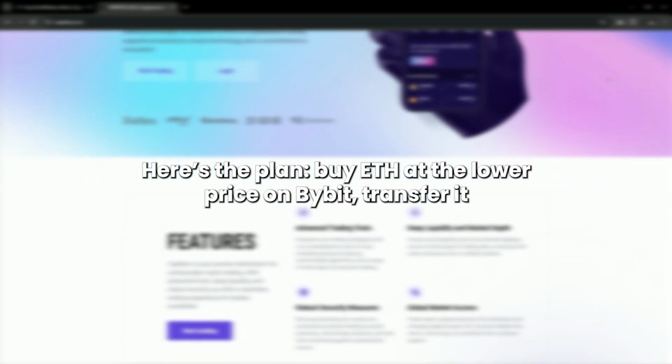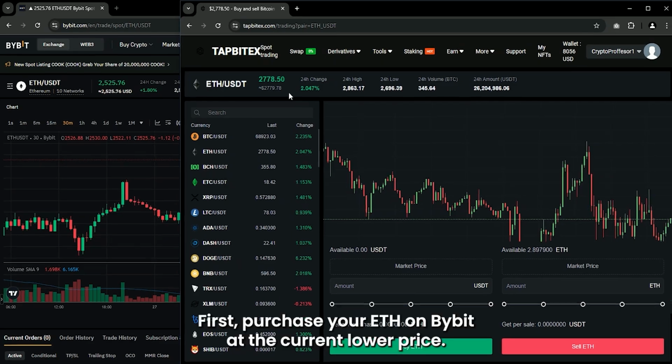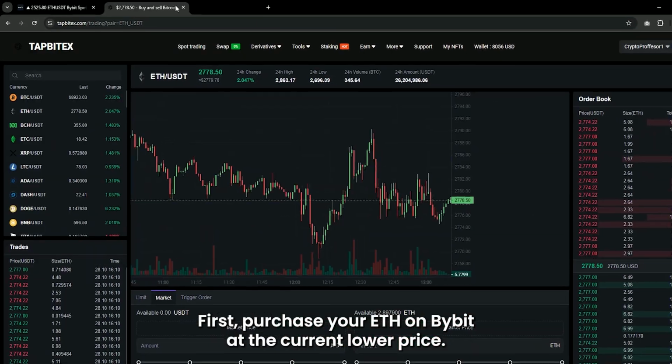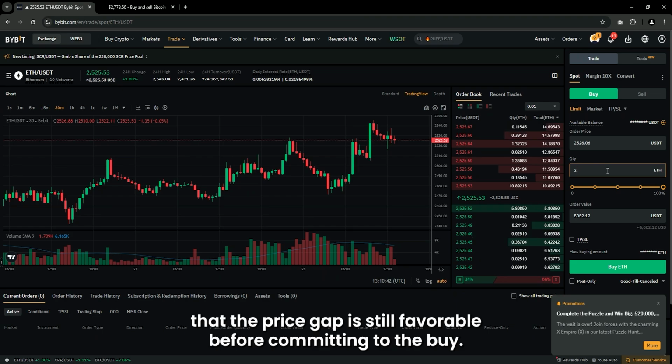Here's the plan. Buy ETH at the lower price on Bybit, transfer it over to Tapatex, and sell it at the higher price to secure that profit. First, purchase your ETH on Bybit at the current lower price. Always double-check that the price gap is still favorable before committing to the buy.